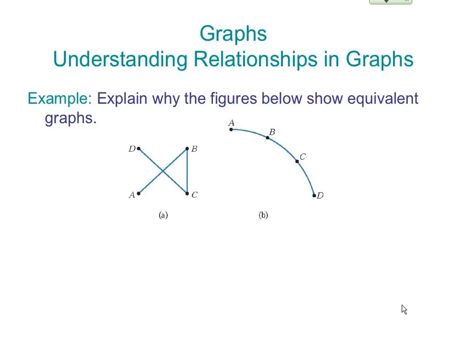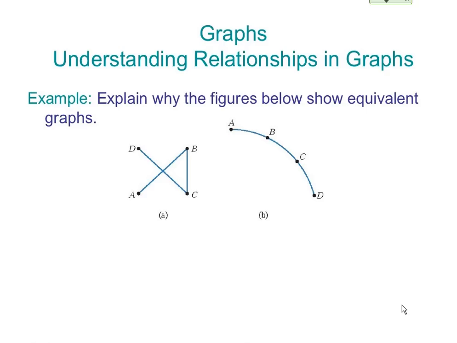And next, if you look at the edges, the graph on the left has an edge going from A to B. The graph on the right has an edge going from A to B. On the left, we have an edge going from B to C, and on the right, B to C. On the left, C to D, and on the right, C to D.